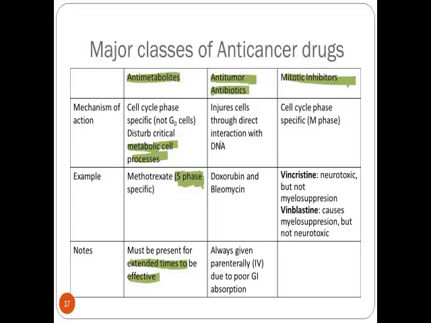Anti-tumor antibiotics interact with the DNA, always given IV due to poor GI absorption. And then the mitotic inhibitors, as the name says, act on the mitosis phase or the M phase, right? So we've looked at vincristine before, which is neurotoxic but doesn't cause myelosuppression, and its related cousin vinblastine is the opposite, right? So vinblastine causes bone marrow suppression but doesn't actually affect the nerve. So vincristine and vinblastine are often used in combination chemotherapy.